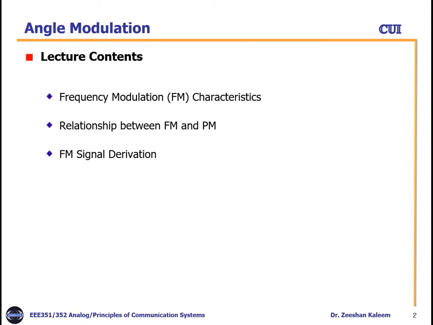Okay, let's start the lecture contents which we'll cover in this video. First of all, we will see the frequency modulation characteristics, that is, what are the salient characteristics of this modulation scheme and how it differs from other modulation schemes like AM and double side band AM, and so on. The other topic we will cover is the relationship between FM and PM, like how we can generate an FM signal from the PM signal, or by using the PM signal, how can we generate the FM signal. So we will see this relationship as well.